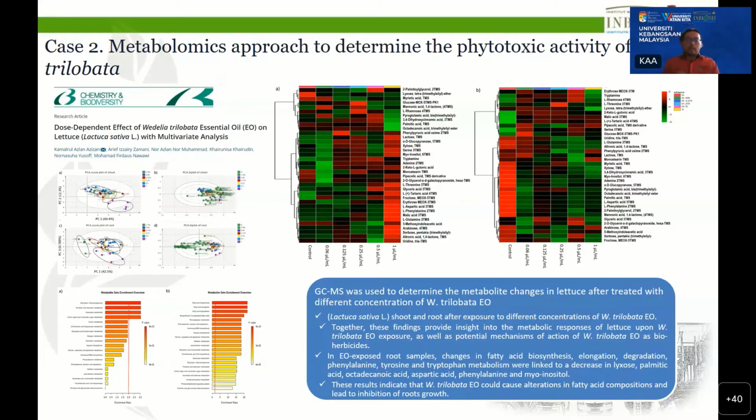So from here, we found that this essential oil from this 𝐕𝐸 turbata changes the fatty acid biosynthesis and also affects the elongation of this plant. So this result indicates that 𝐕𝐸 turbata essential oil can cause alterations in this fatty acid composition and lead to the inhibition of root growth of 𝐕𝐸 rice and also lettuce.